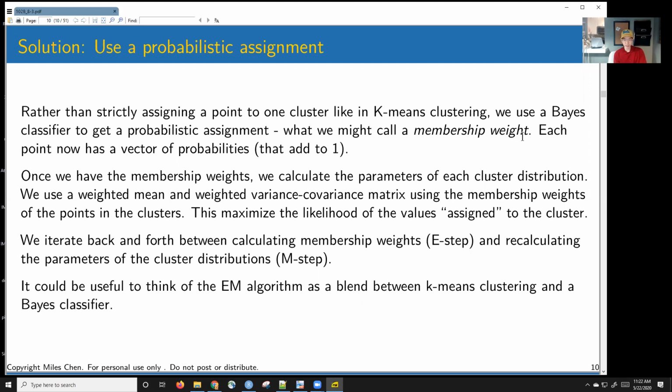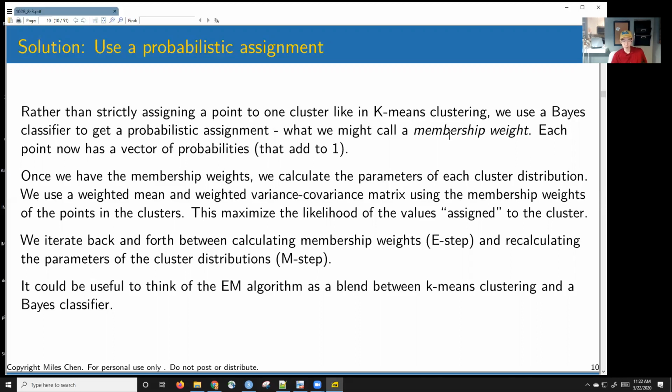You can think of this EM algorithm as a blend between k-means clustering and the Bayes classifier. It's like k-means clustering, except rather than doing strict assignments based on the nearest centroid, you use the Bayes classifier to get your probabilistic assignments. Then with the probabilistic assignments, you calculate the weighted parameters of the distribution. Okay, that maximizes those likelihoods.